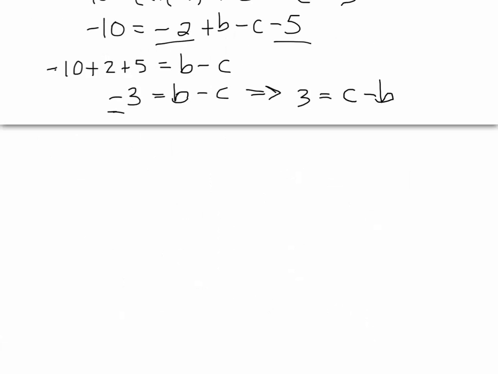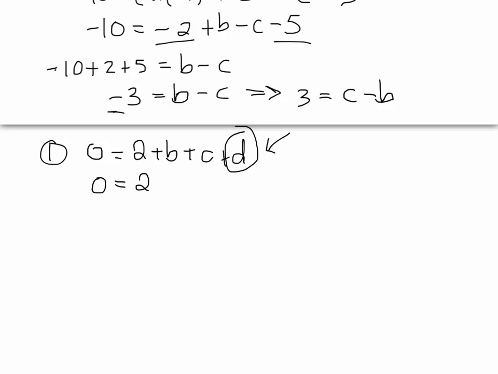We still don't know what c and b are though, but we can take a couple of our equations and sub in some values. So if we go back to that first one that we had, that was 0 is equal to 2 plus b plus c plus d. And we sub in our value for d because we know it's negative 5. And we're going to have 2 plus b plus c minus 5. Simplifying this, let's bring all of our numbers over onto one side. 3 is equal to b plus c. We now have two equations, two unknowns. We can solve for either b or c.